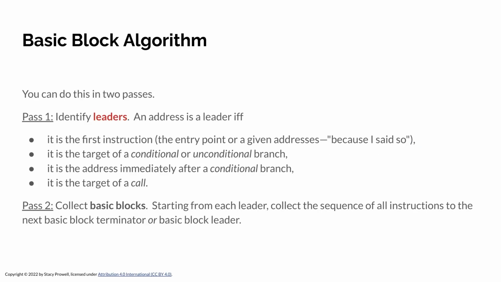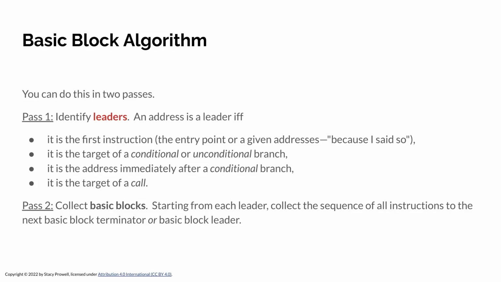The basic block algorithm is pretty simple. In pass 1, you will identify leaders. What's a leader of a basic block? Well, it's the first address of a basic block. An address is going to be a leader if it's just the first instruction, right? The address of the entry point is always going to be the address of a leader because that's going to be where the program starts.